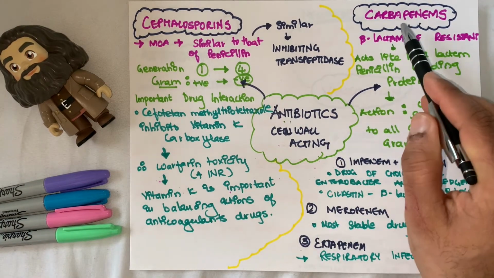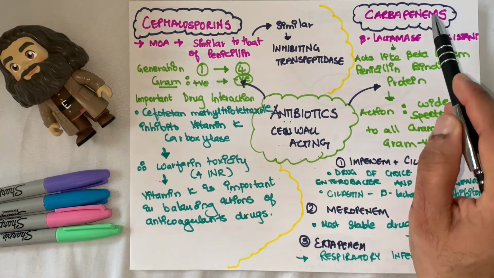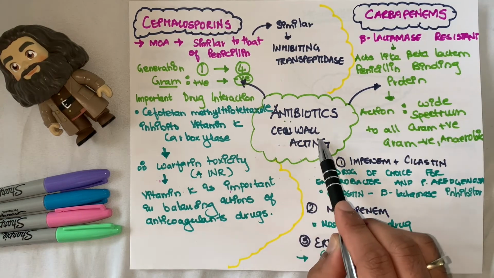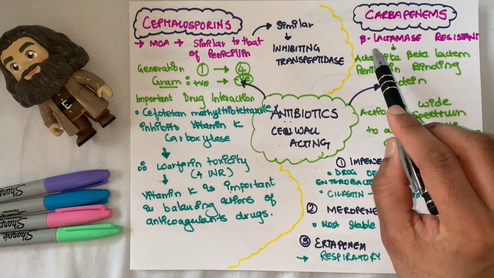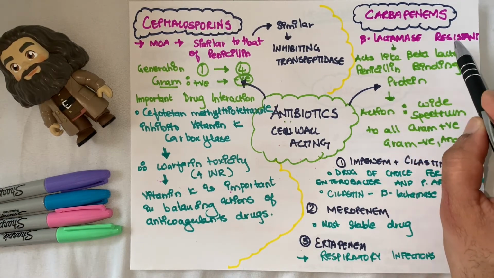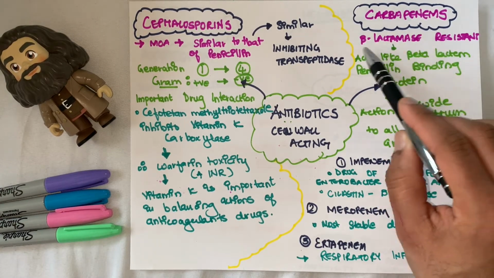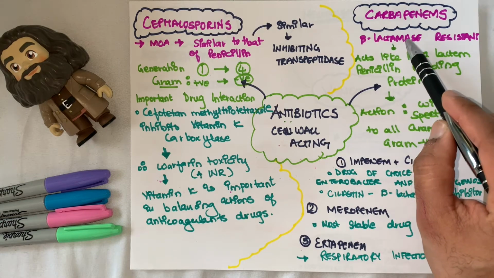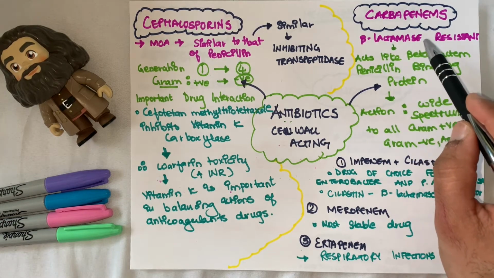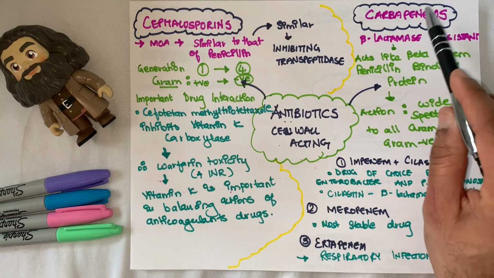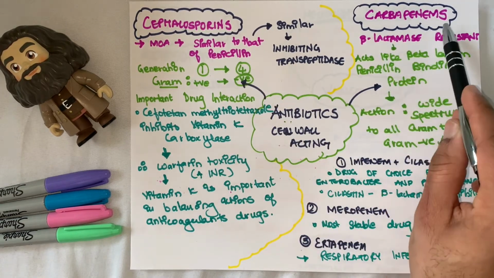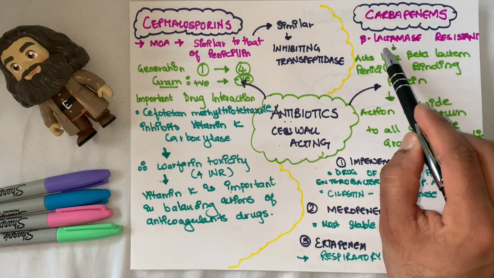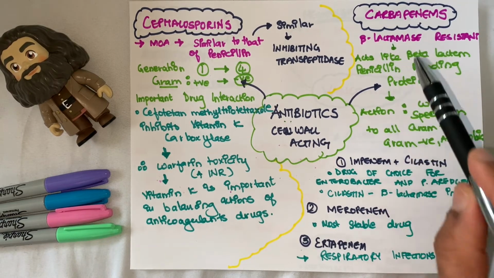Now let's move on to carbapenems. That group of drugs also falls under cell wall acting antibiotics. How are they different? Well, they're beta-lactamase resistant. Remember, beta-lactamase from our previous video was an enzyme created by the bacteria to make these drugs inactive. And carbapenems are resistant to that enzyme created by the bacteria, so very strong drug.